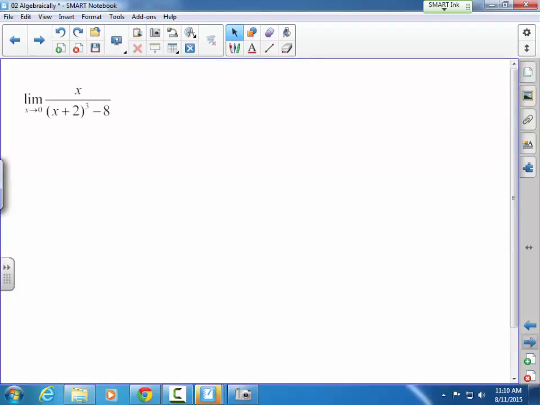All right, let's let you try one on your own there. See what happens. X over x plus 2 quantity cubed minus 8. We need to evaluate this. Well, there's not a square root, so I don't think that's going to help any. Does plugging in give you anything? If you plug in the zero, do I get an answer out? Zero for zero. So it's indeterminate form, so I need to do some algebra.